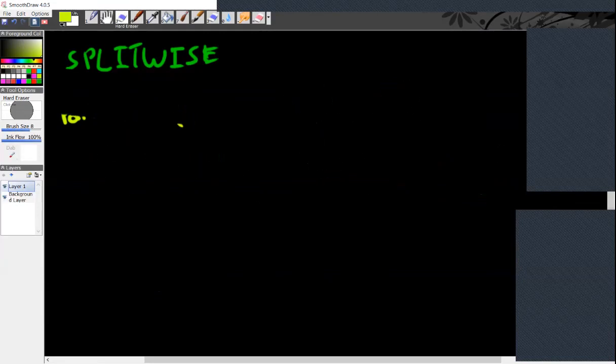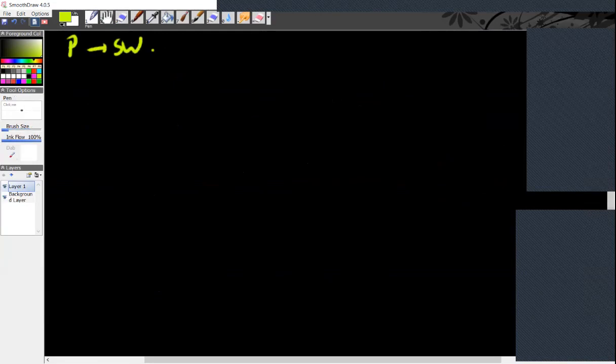Okay, so let me get rid of this. So I want to do the reduction from partition to Splitwise. What this means is that I'm going to take this set Z that I have, and I want to output sets A, B and an integer K. Okay, so let me show you how to do it. The reduction algorithm looks like this.